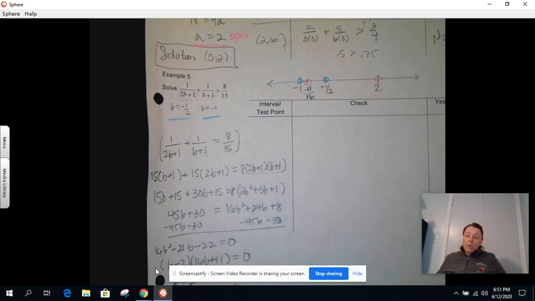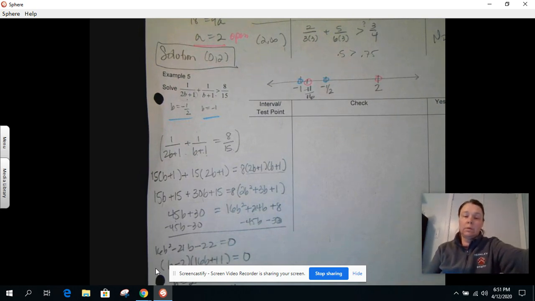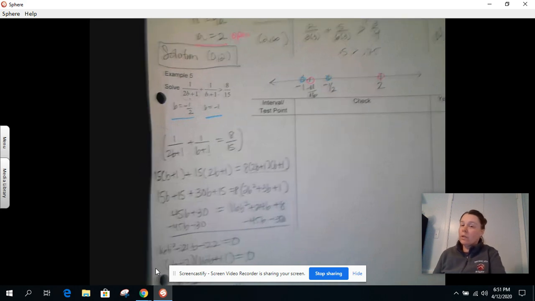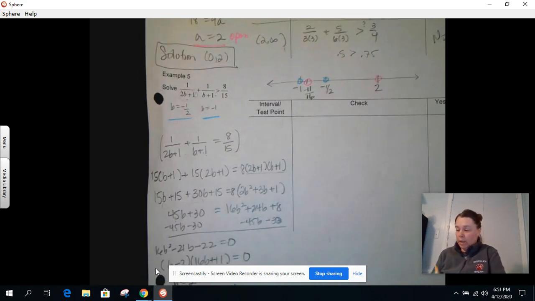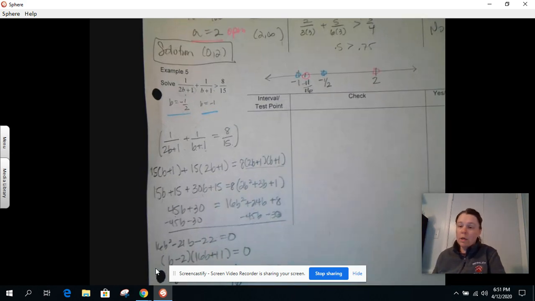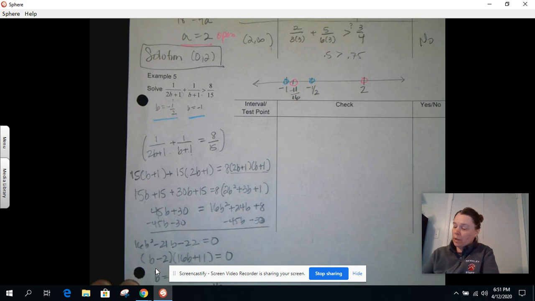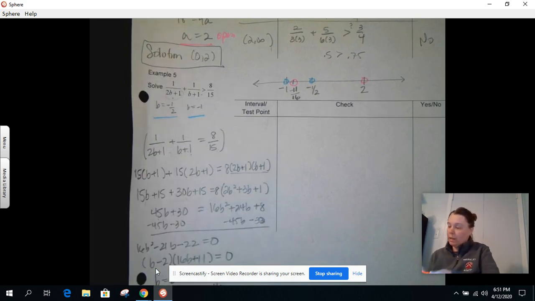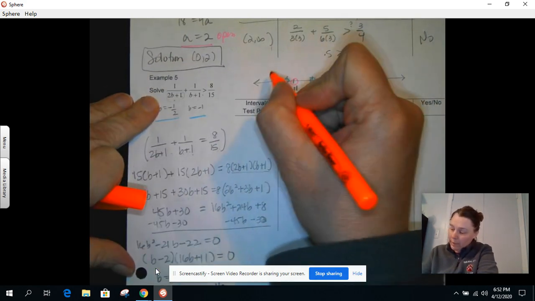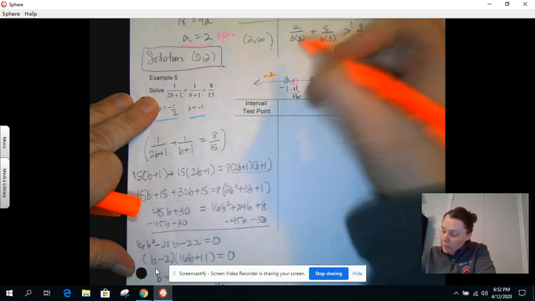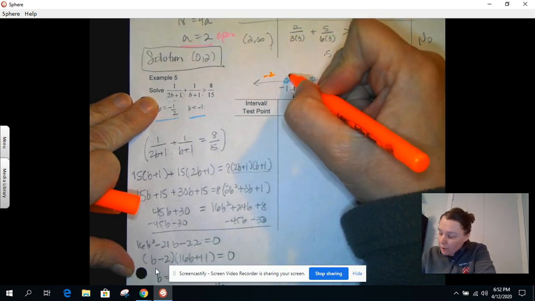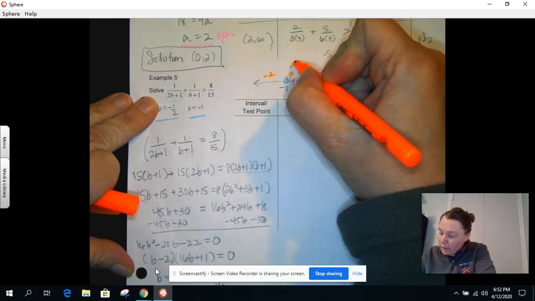Okay, so now you want to pick numbers that fall into each of those intervals and plug them in like we did on the last ones, and I used up all my space over here. So plug those all in and then see which ones work. So I could pick here maybe negative 2. This was negative 0.6875. So maybe here I pick like negative 0.9.